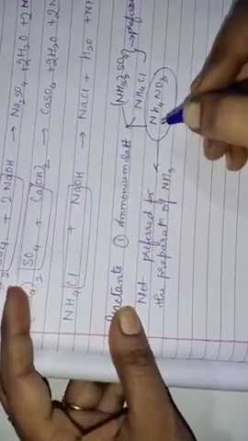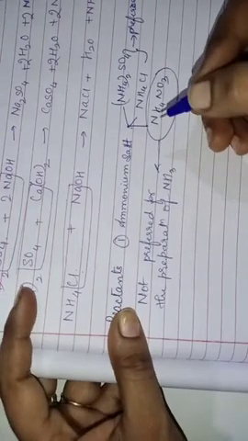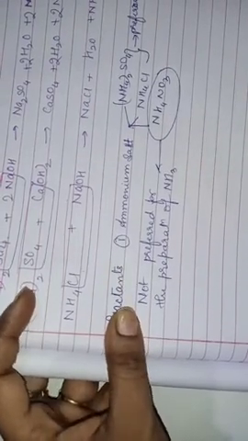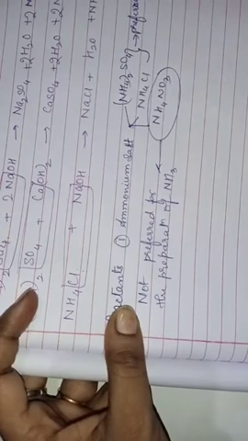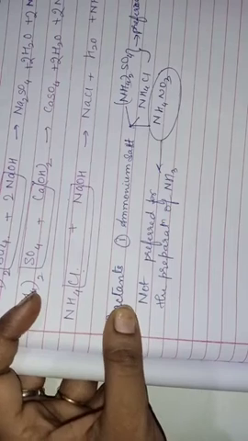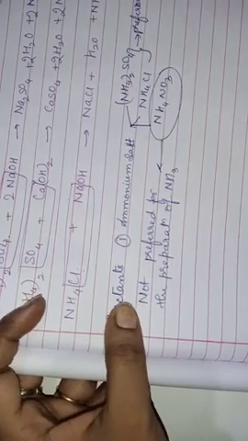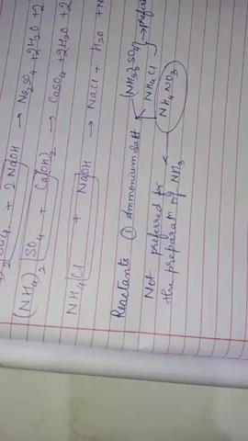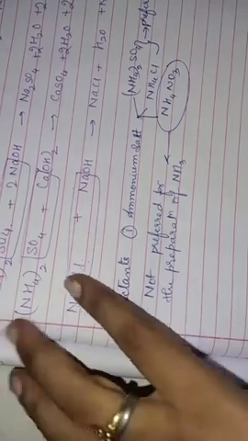Now children, why is it not preferred for the preparation of ammonia? Firstly, we will discuss ammonium nitrate only. Ammonium nitrate is not used because it is explosive in nature, and it may also decompose itself forming nitrous oxide and water. So why are we not preferring ammonium nitrate? What is the reason, children?